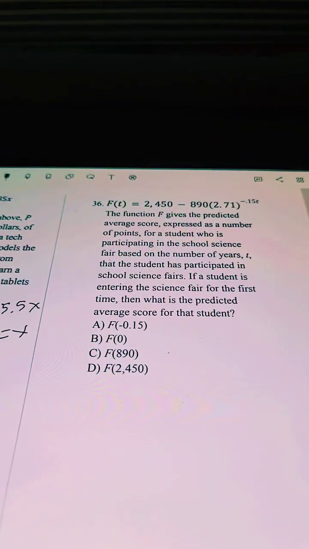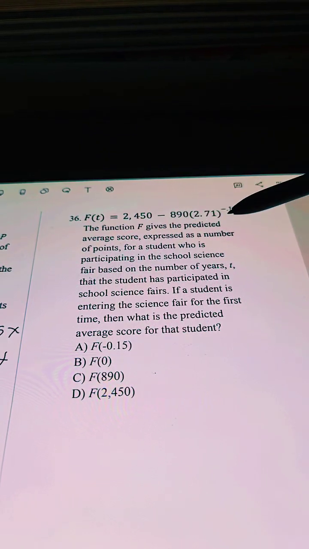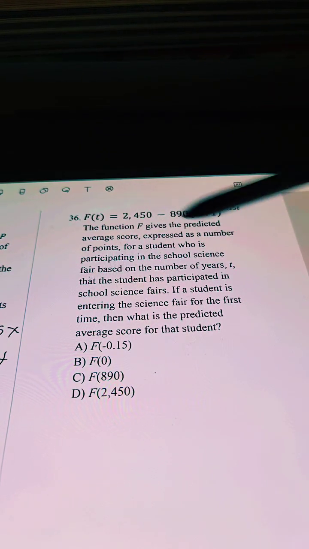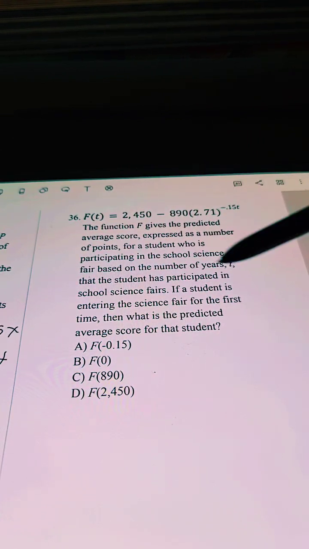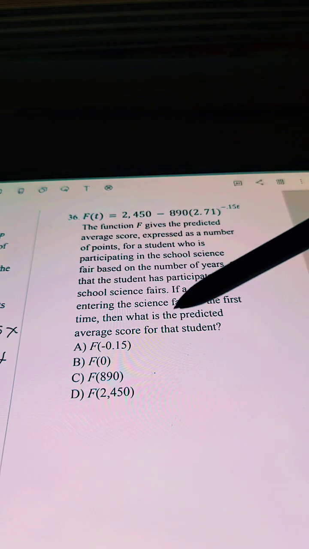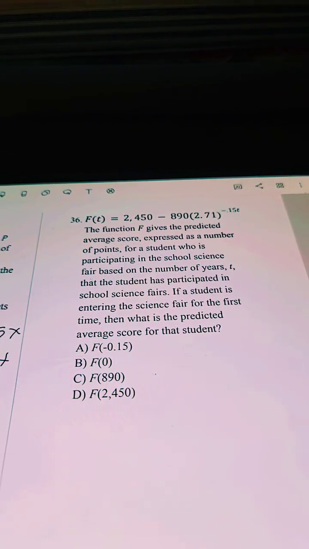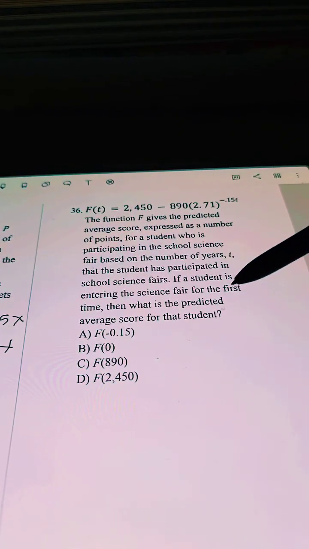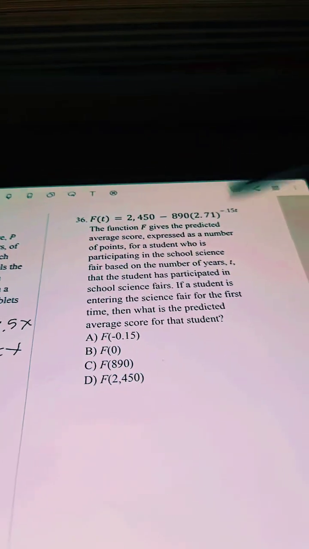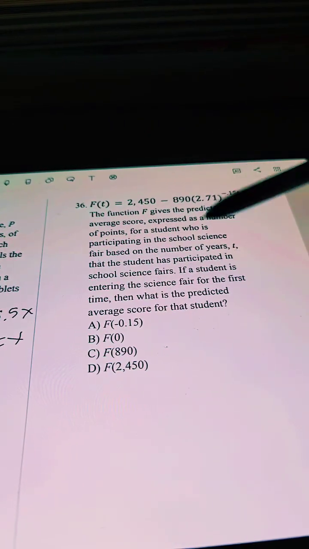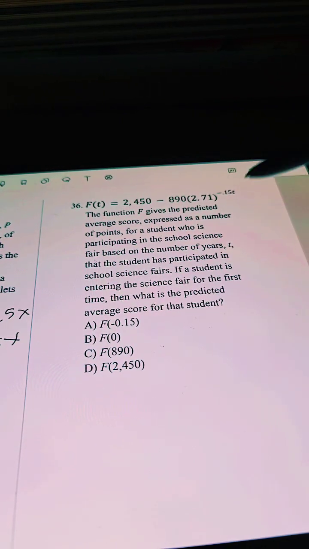So, number 36, we have this. The function f gives the predicted average score expressed as a number of points for a student who is participating in the school science fair based on the number of years t that the student has participated in school science fairs. If a student is entering the science fair for the first time, then what is the predicted average score for that student? We want to know predicted average score, which is the f part right here.